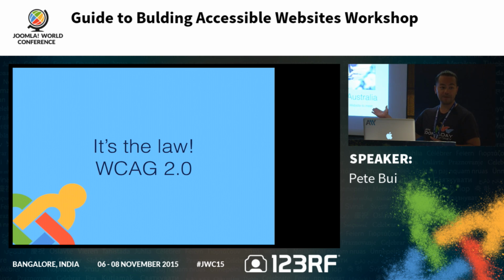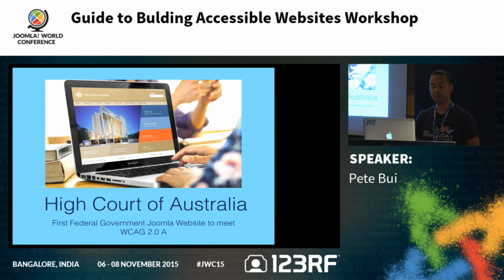So one of the very first clients that we picked up for this was the High Court of Australia. And it was, at the time in 2009 when we built it, the very first Joomla website to meet the WCAG 2 Level A standards. And we were trying to really push accessibility at that point as well.